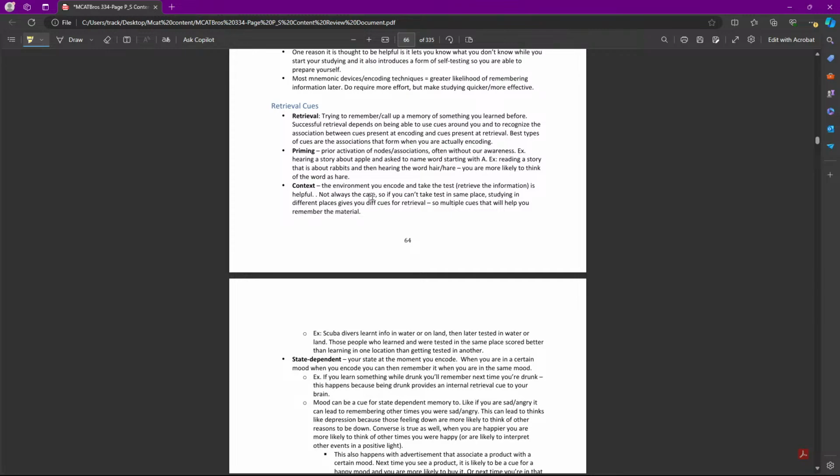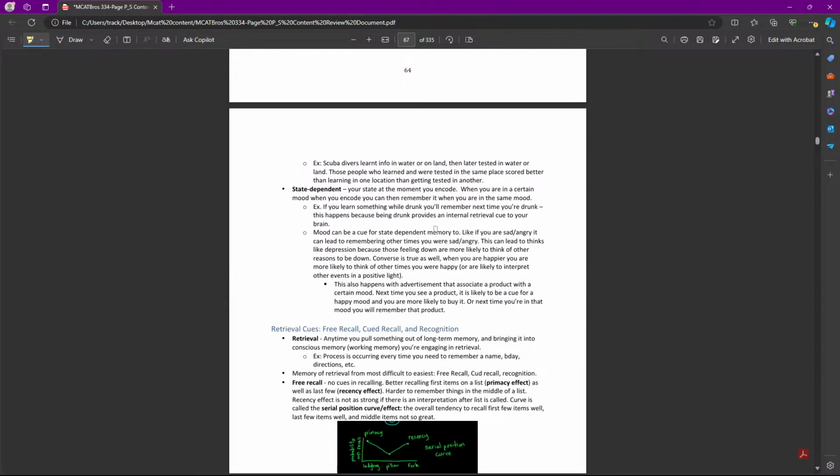Okay, makes sense. Context is where you encode and where you take the test. We already talked about that. So if you study in your classroom and take the test in the classroom, you'll likely do better.